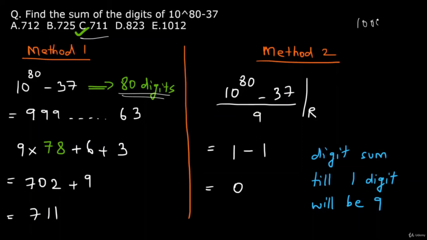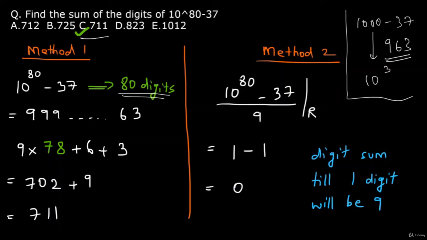If it was 1000 minus 37, right? What would be your answer? Your answer would be 963, right? And this is a 3-digit number. And over here, this 1000 is 10 to the power 3, right? So 1000 minus 37 or 10 to the power 3 minus 37 gives you a 3-digit number. Similarly, you can see that 10 to the power 80 minus 37 will give you an 80-digit number. And the number will look like this. You'll have 999, etc. And it will end with 6 and 3. There will be 78 nines. And then you have 1 6 and 1 3. So if you add all these up, that's 9 into 78 plus 6 plus 3. That's 702 plus 9, which is equal to 711.